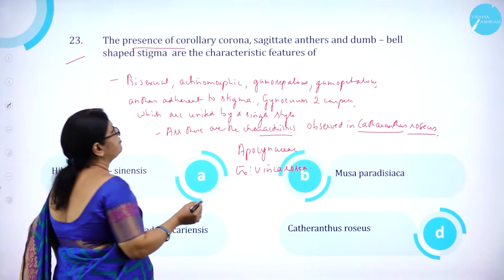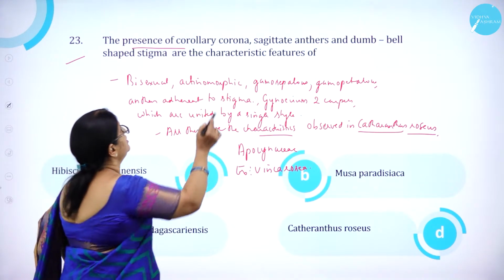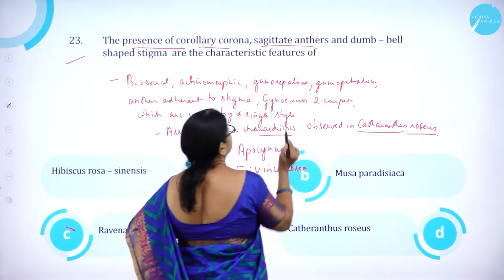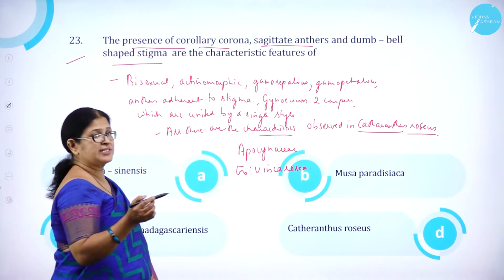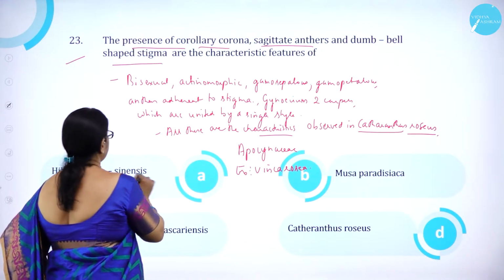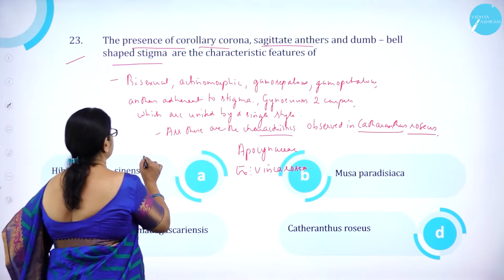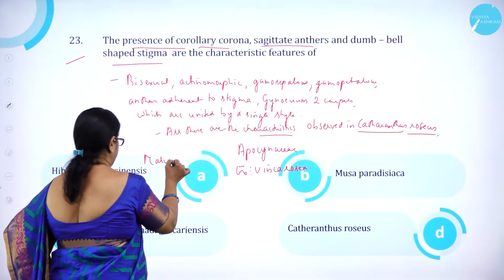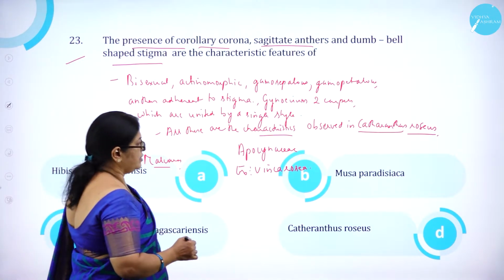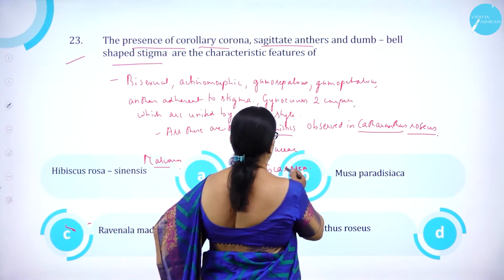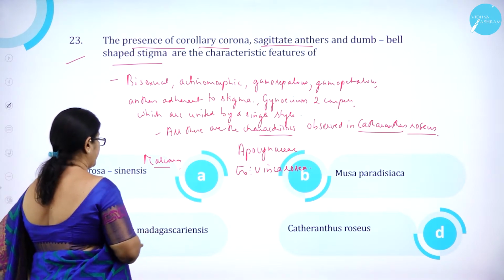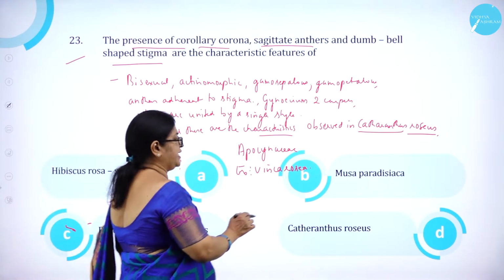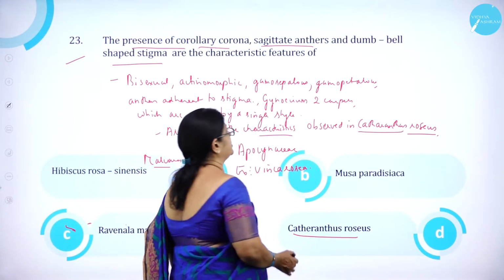The presence of corolla corona, sagittate anthers, and dumbbell-shaped stigma are the characteristic features of A. Hibiscus rosa sinensis, which belongs to Malvaceae. Then B. Musa paradisiaca. Then C. Ravenala madagascariensis. Then D. Catharanthus roseus.